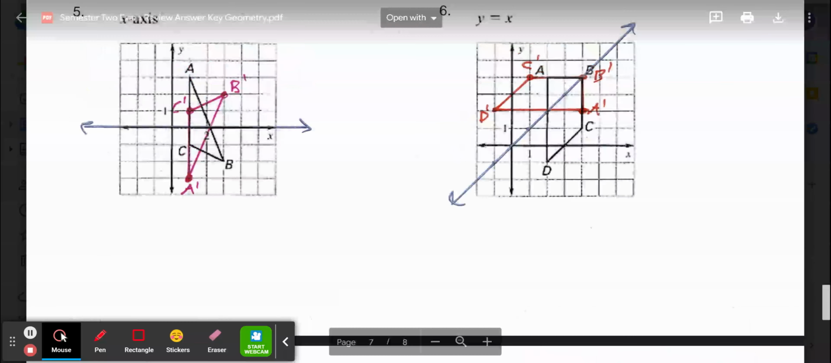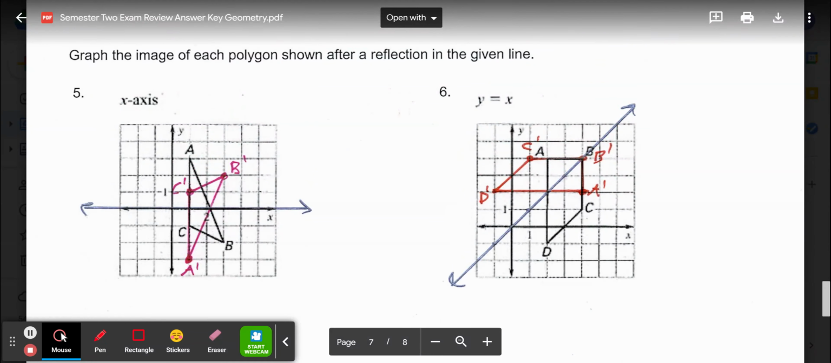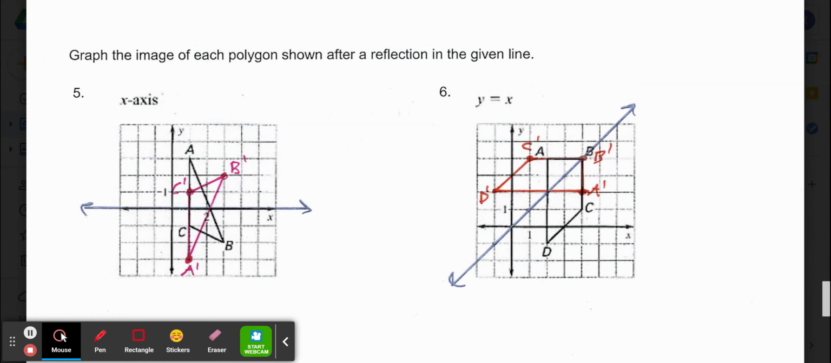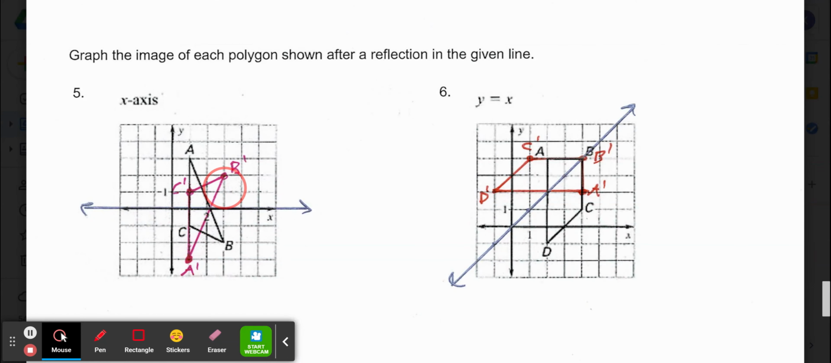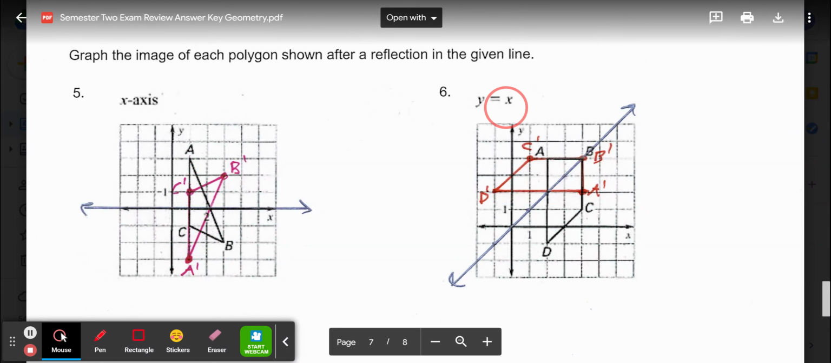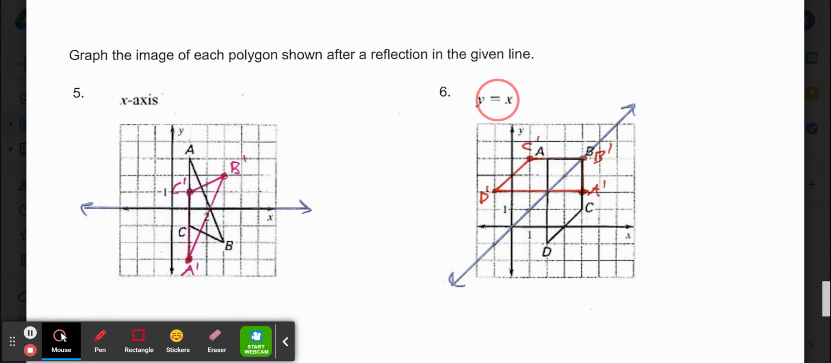And then we get to our reflection problems. So graphing the reflection over the x-axis, we would just move each point the same distance on the opposite side of the x-axis, giving us triangle A prime, B prime, C prime right here. And in 6, reflecting over y equals x. So you could use the rules from your lesson to find our new coordinates, which would give us A prime, B prime, C prime, D prime right here.